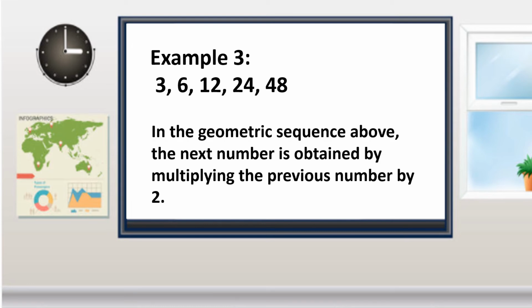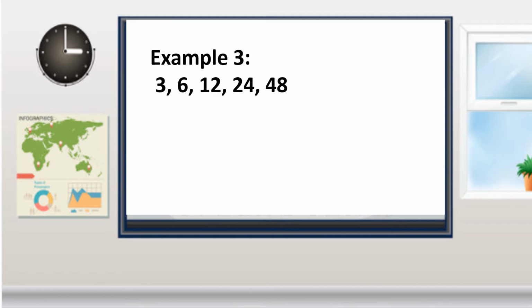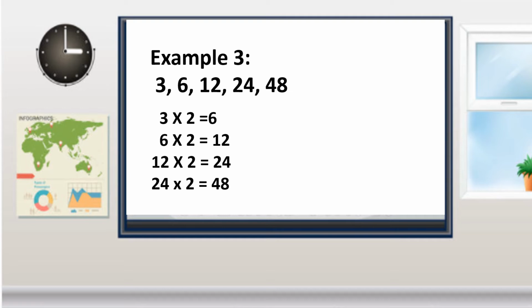3, 6, 12, 24, and 48. In the geometric sequence above, the next number is obtained by multiplying the previous number by 2. Here are the examples. So we have 3, 6, 12, 24, and 48. As you observe, we multiply by 2. So 3 times 2 is 6, 6 times 2 is 12, 12 times 2 is 24, and 24 times 2 is 48. So the pattern 3, 6, 12, 24, and 48 is multiplied by 2.